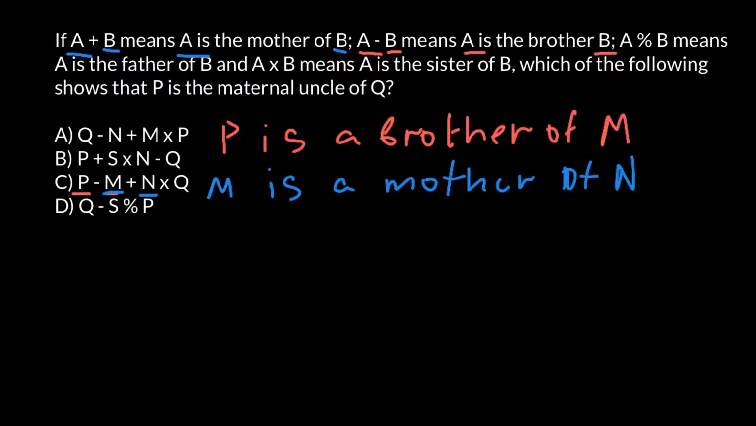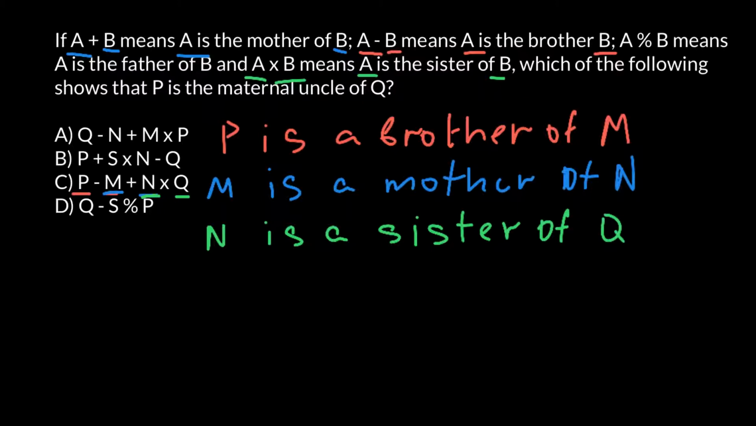And the next statement, N times Q. A times B means A is a sister of B. So that means that N is a sister of Q. Now let's build the pedigree.